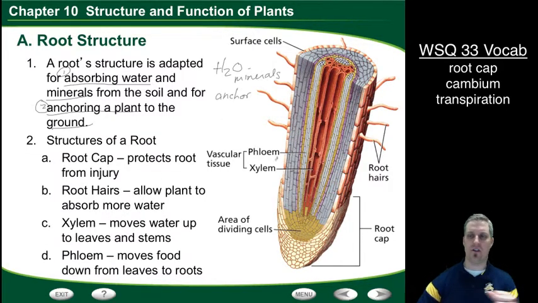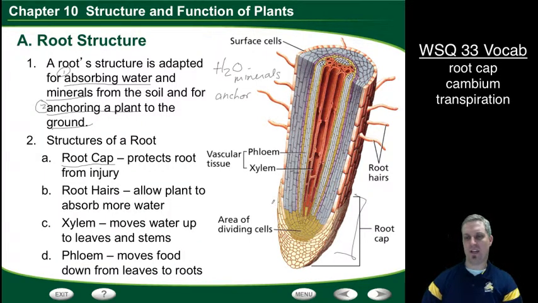Right over here on the right is a close-up view of a root and its structure. Let's talk about the different parts. The first thing we want to talk about is what's called the root cap. The root cap is down here at the bottom, near the end of the root. It's made of basically dead cells, and the purpose of the root cap is to protect it from injury.